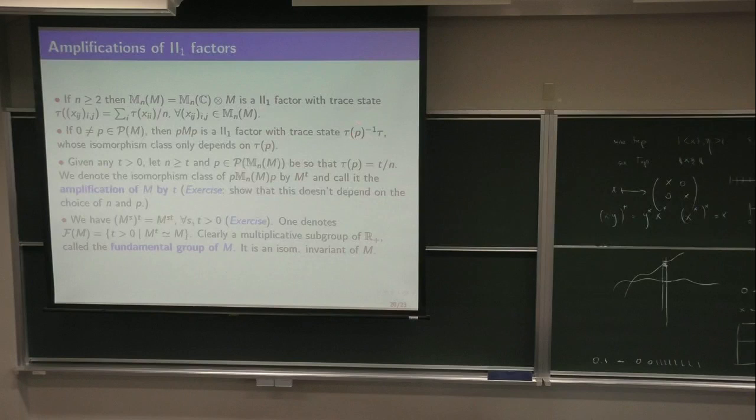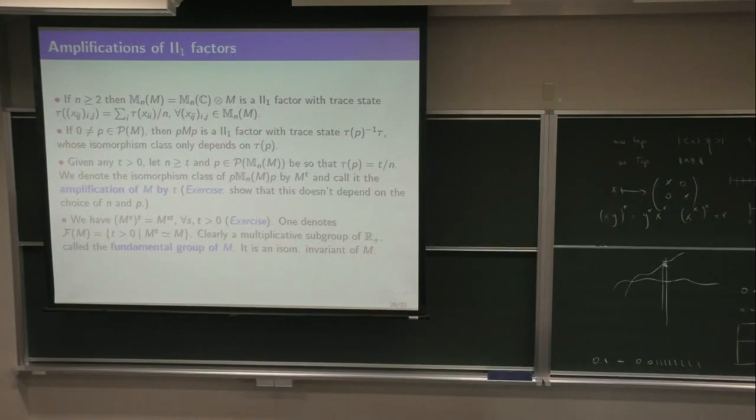I'm renormalizing by multiplying with this scalar. And obviously the isomorphism class of this only depends on the trace of P. And now, with these two, let's notice that this is an amplification by n, and say if T is the trace of P, this is the amplification of M by T. The isomorphism class of this PMP is like T by T matrices over M, where T is the trace of P.